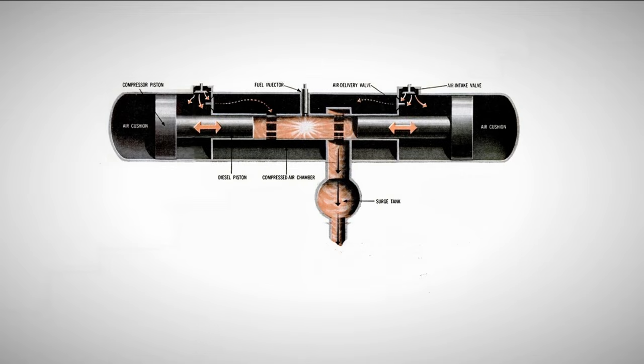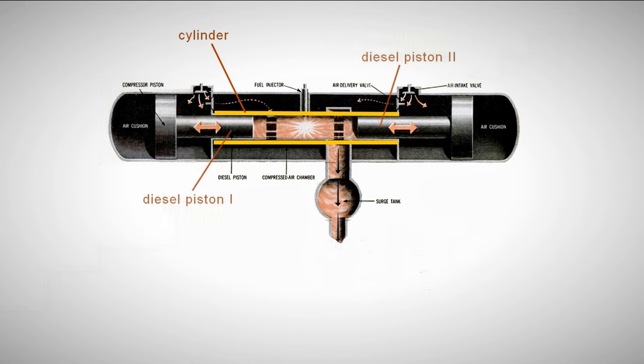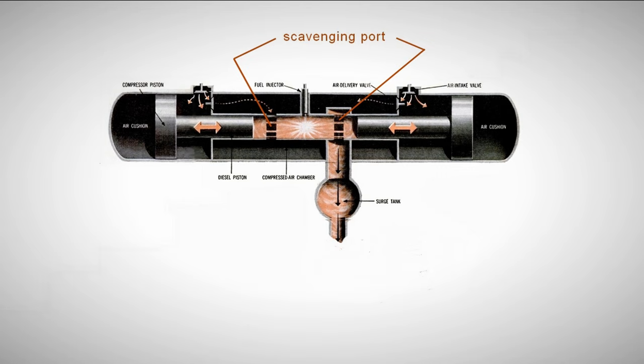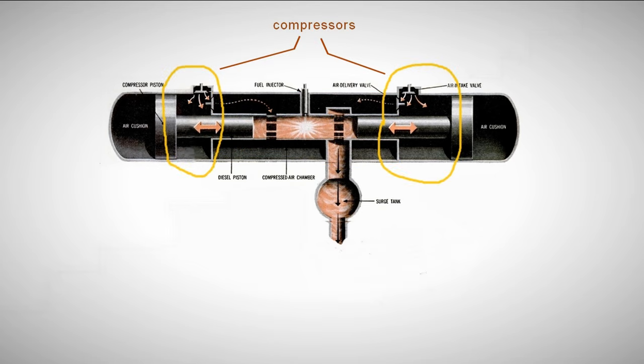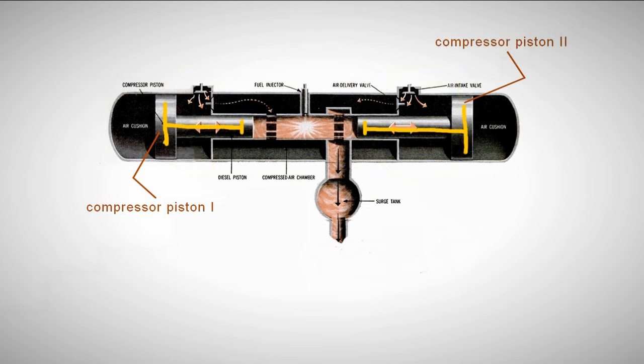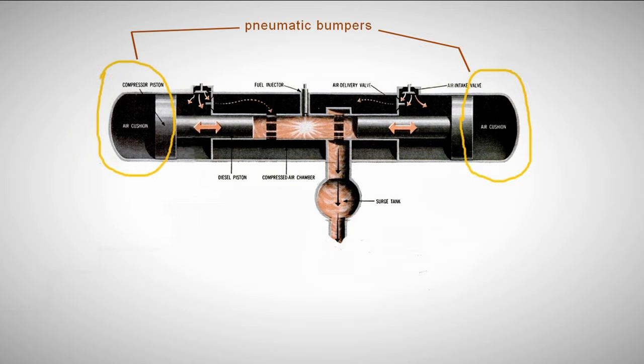A classic free-piston engine consists of a cylinder with two counter-moving pistons and a uniflow scavenging port located inside a housing that serves as a scavenging receiver. Compressors are mounted at the ends of the receiver, their pistons rigidly connected to the engine pistons. Between the outer covers of the compressor cylinders and its pistons are enclosed cavities that act as pneumatic bumpers.